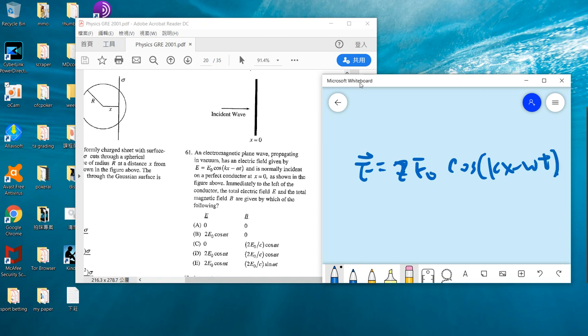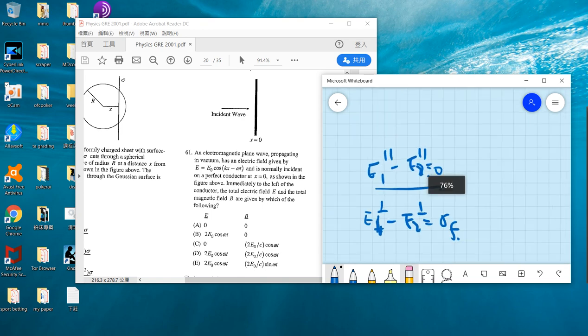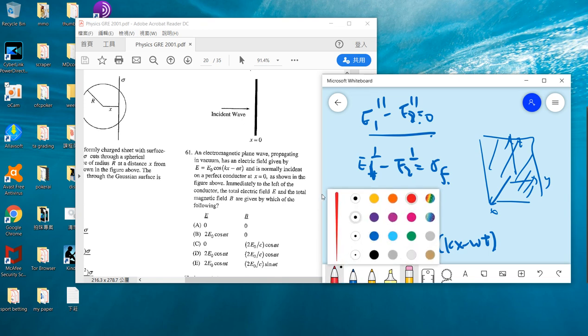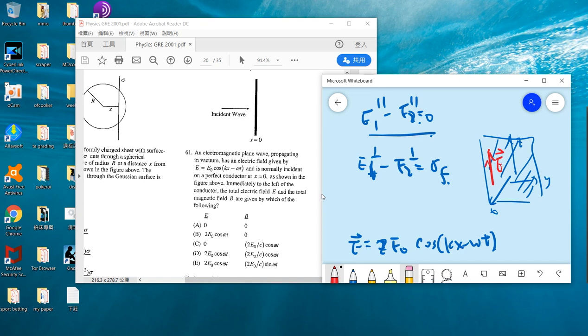Okay, and so there's no component perpendicular to the conductor at the boundary. So the first boundary condition implies the free charge. Okay, so from this one, we know that this is x equals 0, right? So that means let me plot. This is easier. So this is x equals 0, and then your wave, your electric field, is in these directions. Okay, so the total electric field.